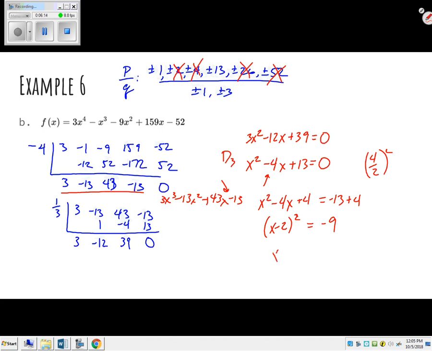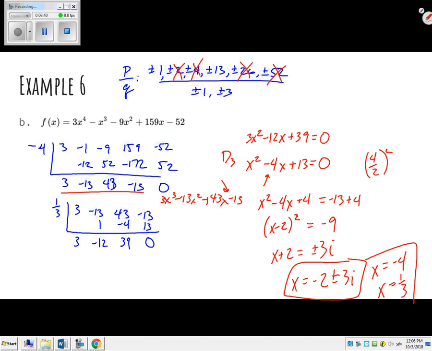I get two nice squares right here. The square root of a negative is an i. The square root of 9 is plus or minus 3. Subtract 2 from both sides. And I do get the same thing I get if I use the quadratic formula on it: -2 plus or minus 3i. Make sure you bring over your other answers. I want to be able to see all your answers in one place. Okay, 4 answers, degree 4 polynomial, so I am good.